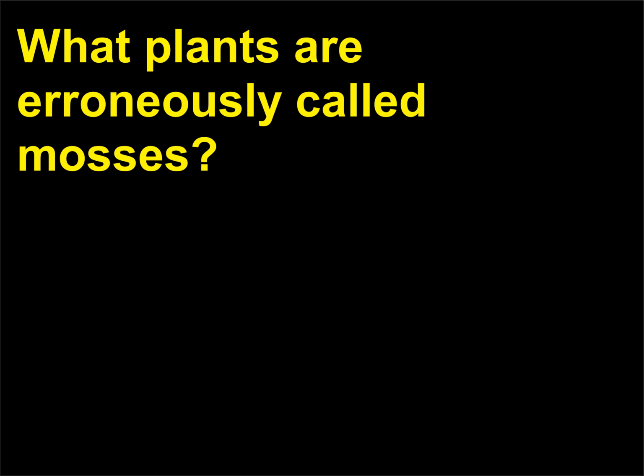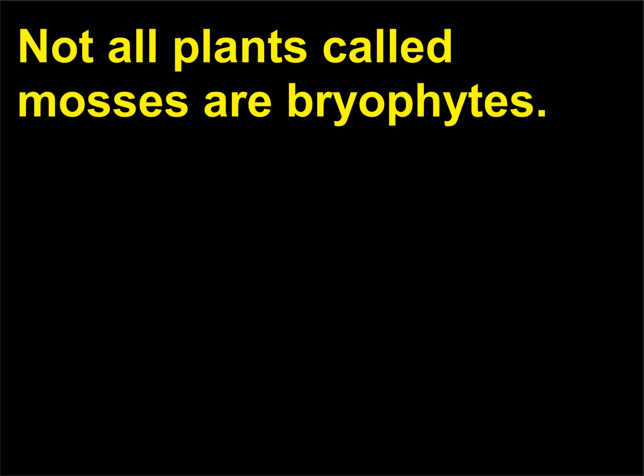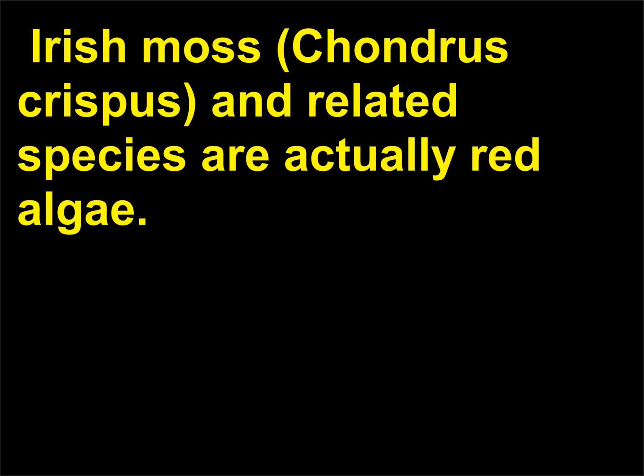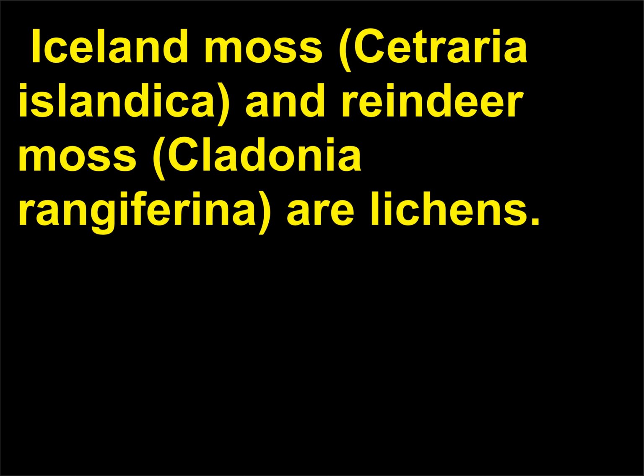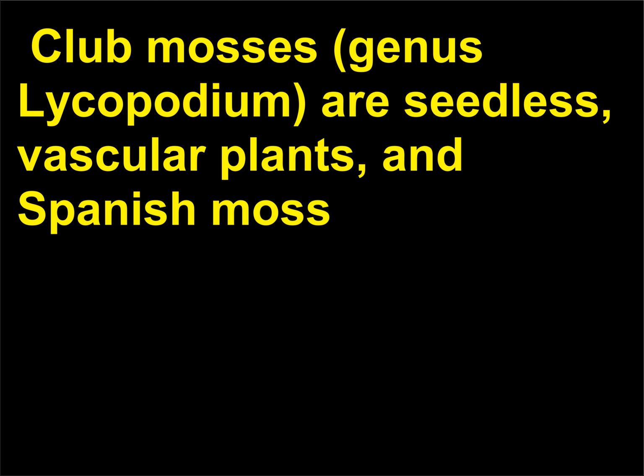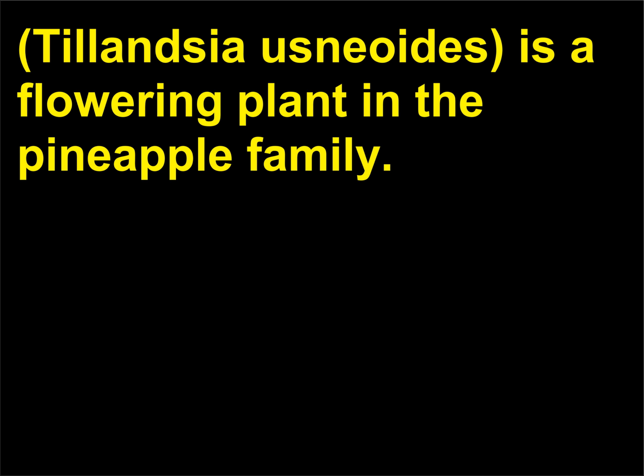What plants are erroneously called mosses? Not all plants called mosses are bryophytes. Irish moss, Chondrus crispus, and related species are actually red algae. Iceland moss, Cetraria islandica, and reindeer moss, Cladonia rangiferina, are lichens. Club mosses, genus Lycopodium, are seedless vascular plants, and Spanish moss, Tillandsia usneoides, is a flowering plant in the pineapple family.